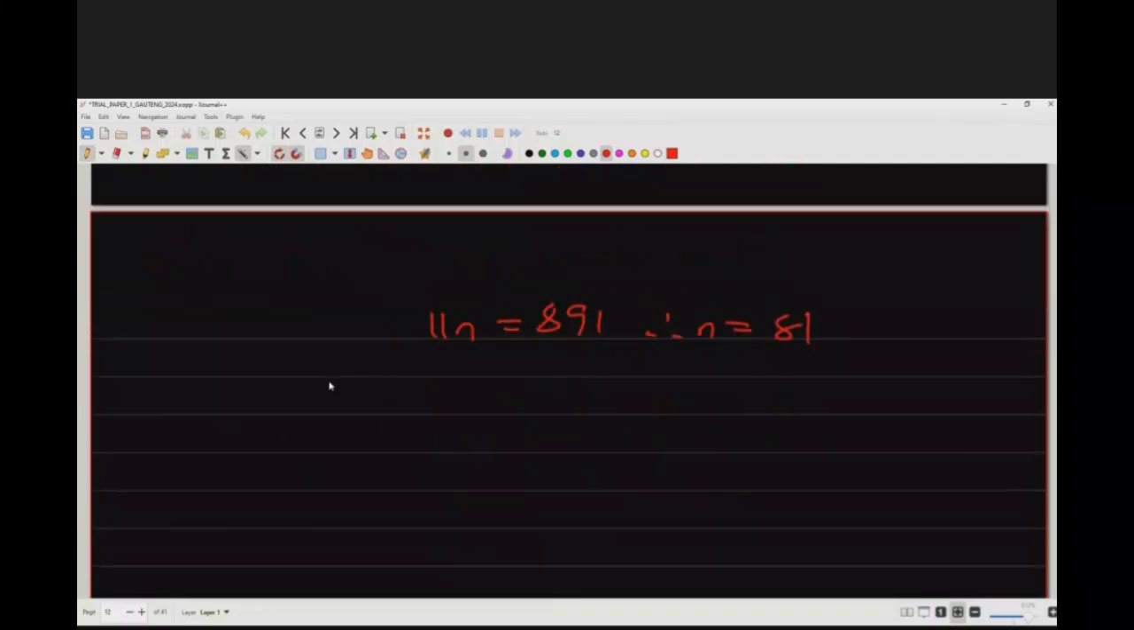So that means that the sum of these 81 terms is going to be the number of terms divided by 2, times the first term plus the last term. And this is equal to 44,550.